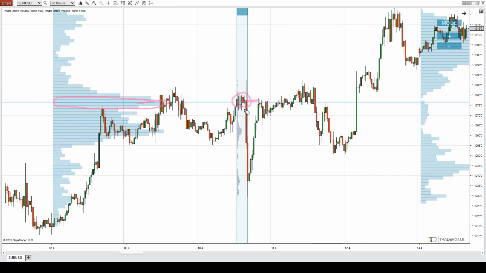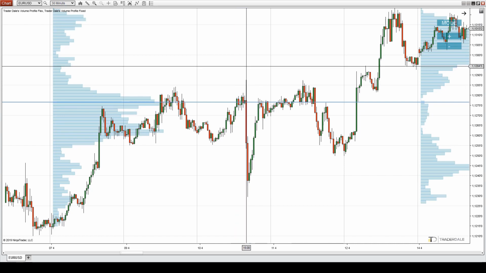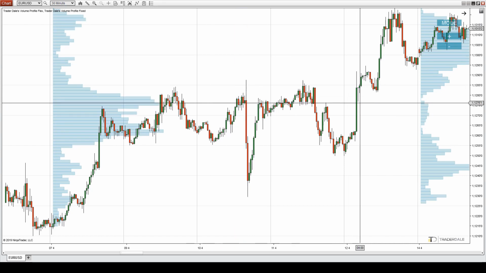So what you do is you wait for a pullback to this price level, and you go short. Alright, this is the reaction to the level. Another nice confluence between the standard volume profile setup and heavy volumes on the weekly profile.